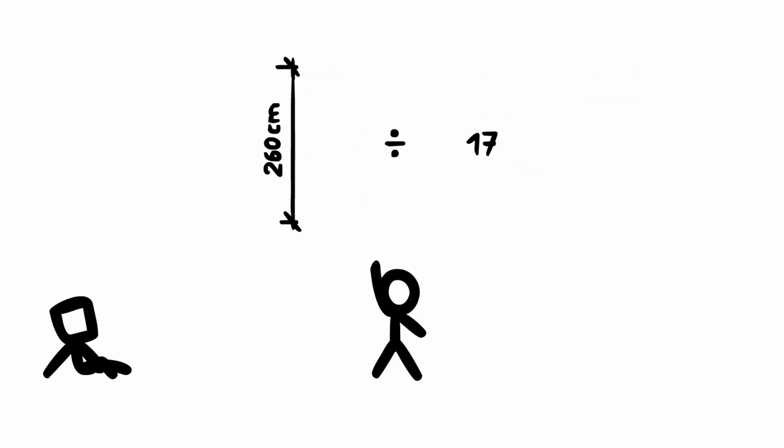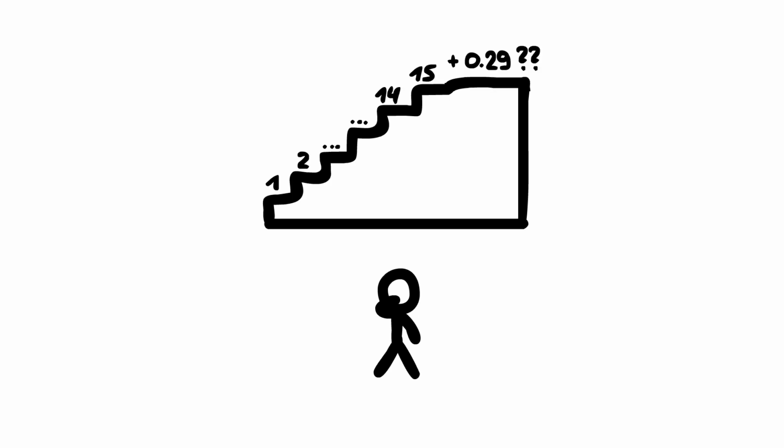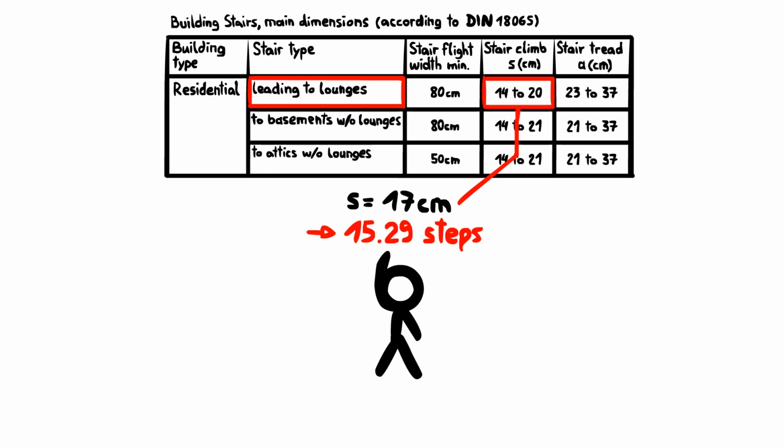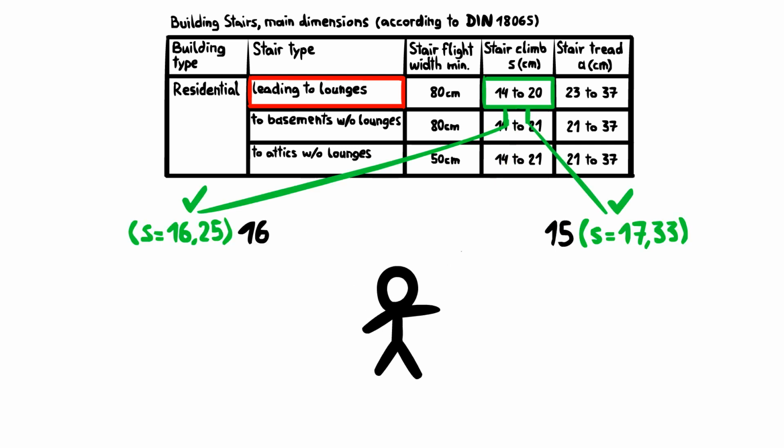We divide our total height by our good guess to get a number like this. This number is absolute garbage. We cannot put 0.29 steps on a stair, so we need to round this piece of trash to something beautiful and whole. Since we use the median value as our good guess, it doesn't matter if we round up or down, both options are within code limits.